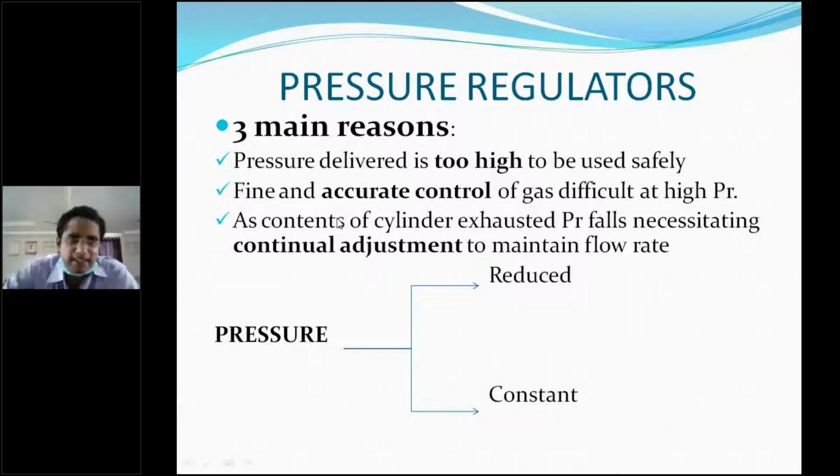Okay, the pressure in the high pressure system is 2000 psi. So how is the 2000 psi reduced to 40 psi? It is with the help of these pressure regulators. So why is the pressure regulated? Because you need to adjust the pressure in order to maintain a flow rate.